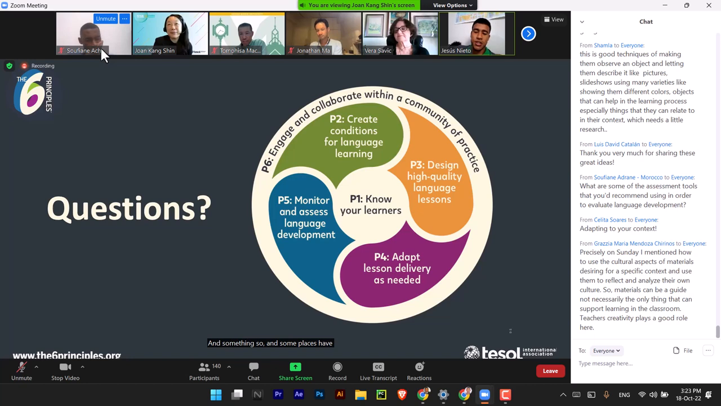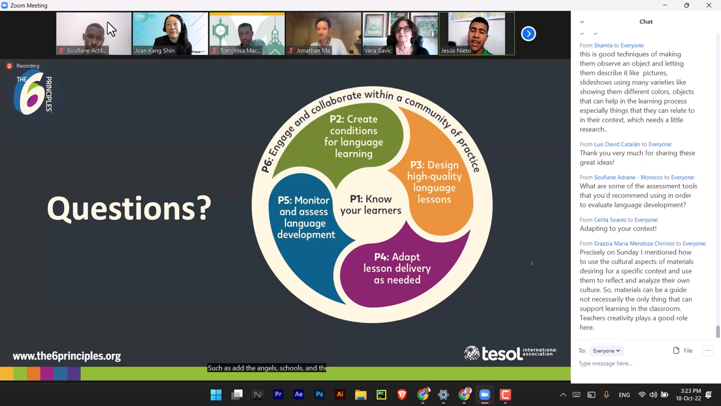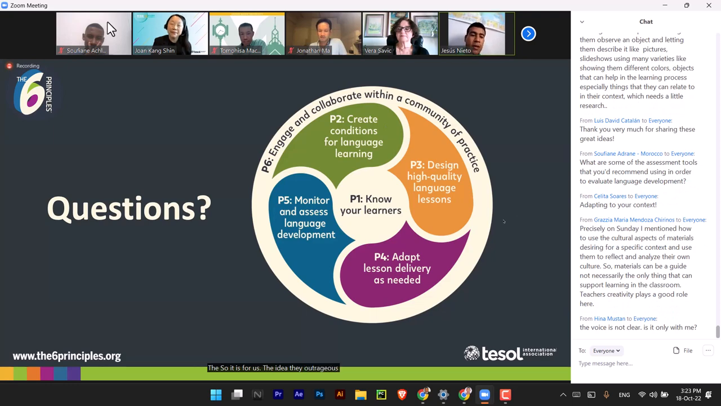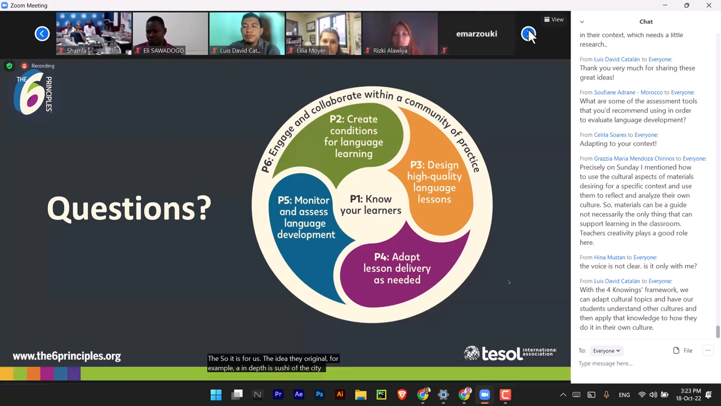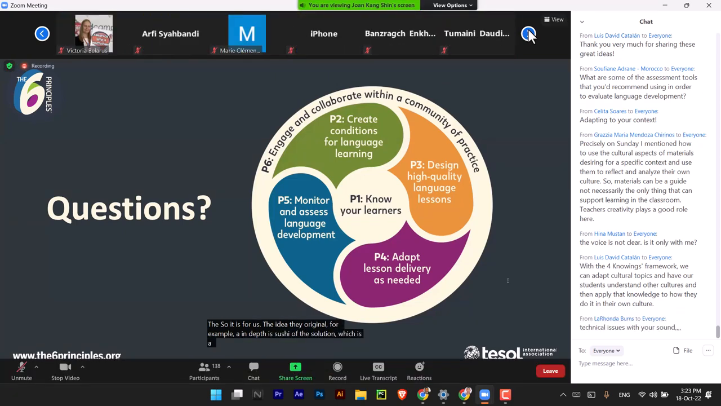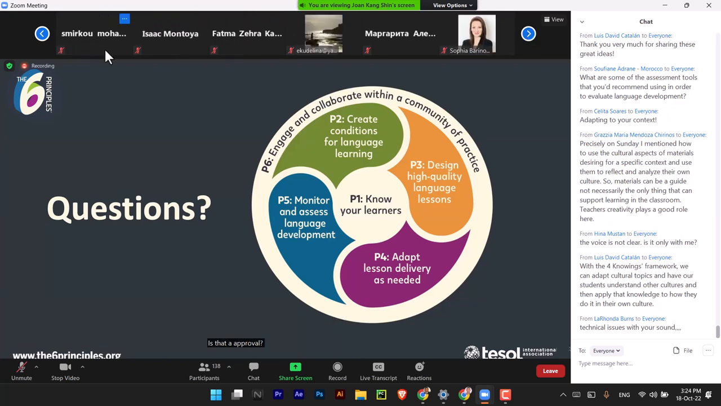Some places have a translation, such as the angels, el ángel, and some items like that. But something important is to express the ideas in English, but leave the identity in the original languages. For example, in Japanese, sushi, or ceviche is a Peruvian meal and it has a translation. You just have to leave it like that for the countries.